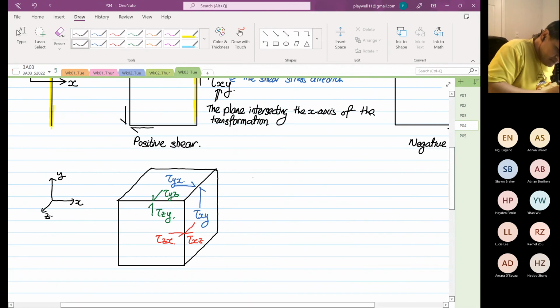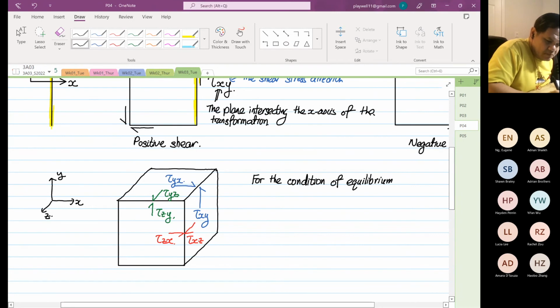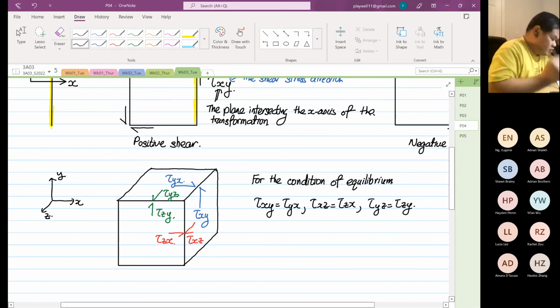In shearing stress configuration, it's always true for the condition of equilibrium. Okay. Shear xy is equal to shear yx. Shear xz is equal to shear zx. And shear yz must be equal to shear zy. Okay. This condition is always true.